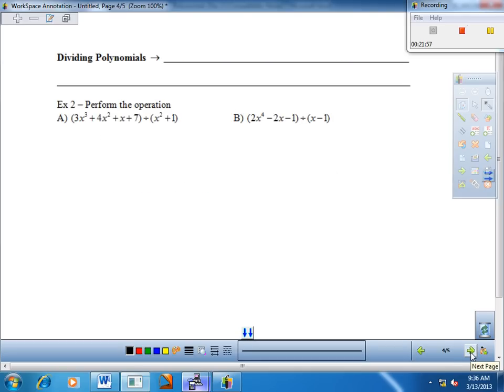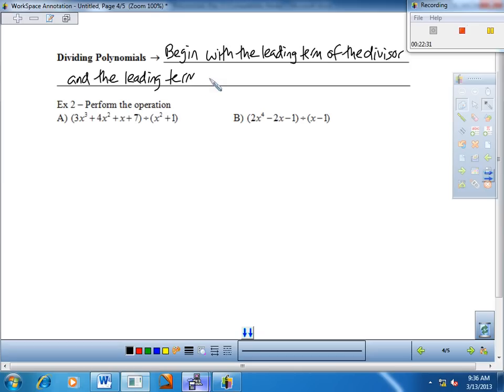So that last operation is dividing polynomials. And we're going to do the same thing, guys. We're going to break it on down. In fact, we're going to really break it on down. So here's what I need you to write. Begin with the leading term of the divisor and the leading term of the dividend. That's all we're going to do. So leading term of the, there it is, dividend.